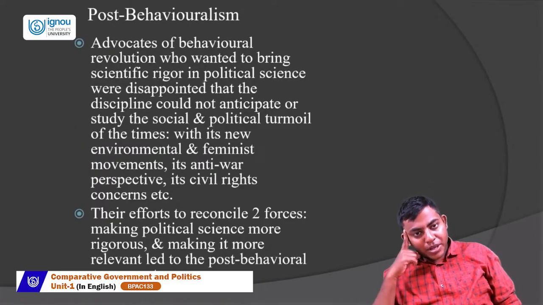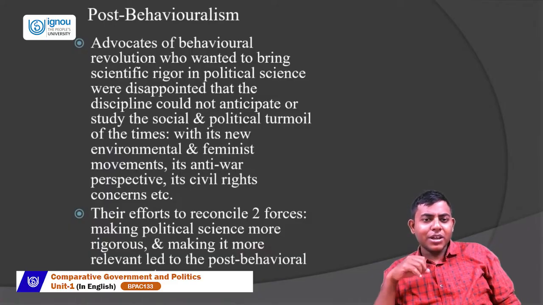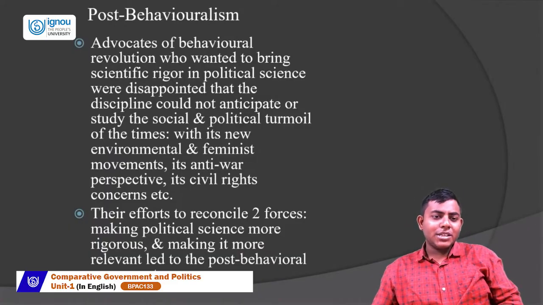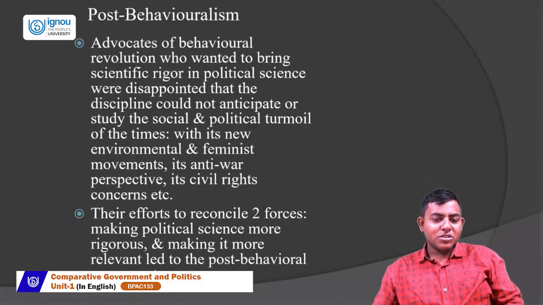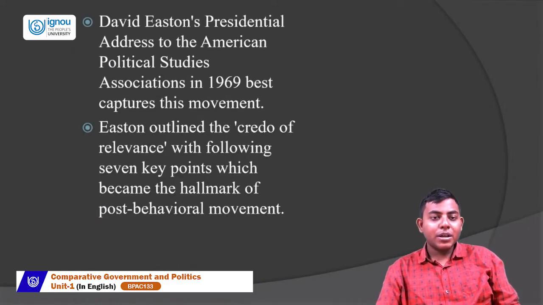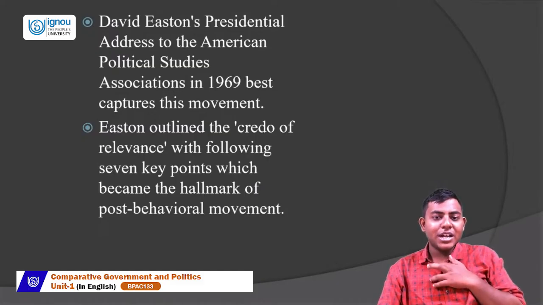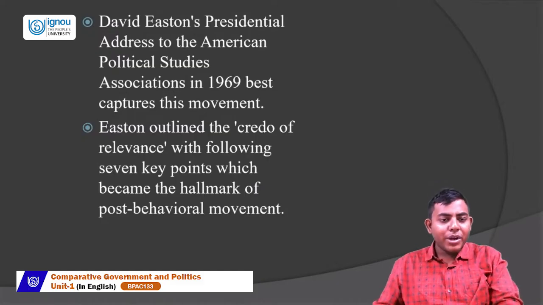Now, if you talk about post-behavioralism, advocates of behavioral revolution who wanted to bring scientific rigor in political science were disappointed that the discipline could not anticipate or study the social and political turmoil of the times with its new environmental and feminist movements, its anti-war perspective, its civil rights concerns, etc. Their efforts to reconcile two forces, that is, making political science more rigorous and making it more relevant, led to the post-behavioral movement. So David Easton's presidential address to the American Political Science Association in 1969 best captures this movement.